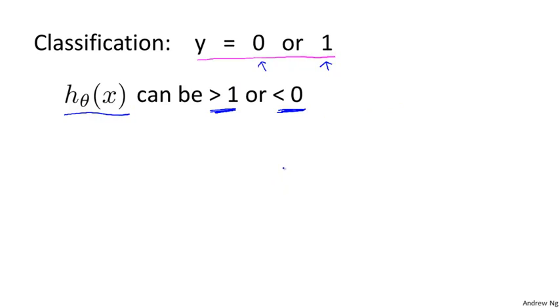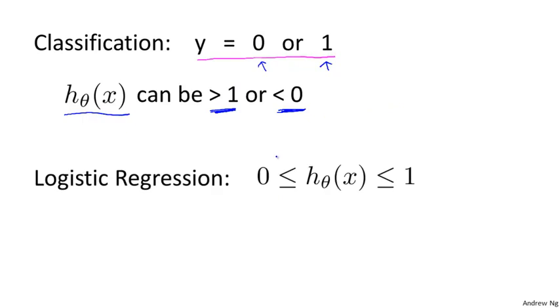So what we'll do in the next few videos is develop an algorithm called logistic regression, which has the property that the predictions of logistic regression are always between 0 and 1, and don't become bigger than 1 or less than 0.